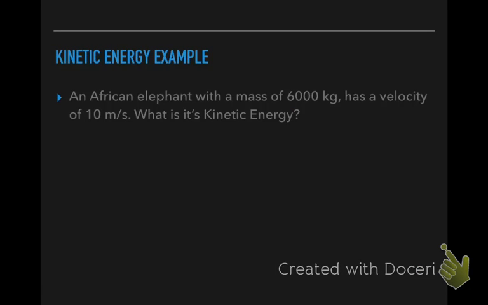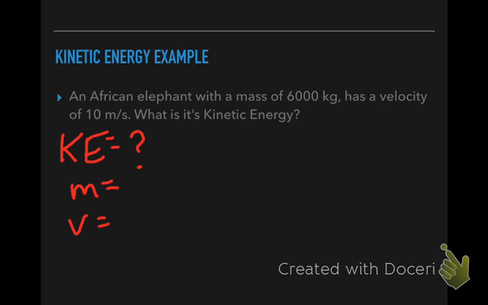So now we're going to look at one example problem. So we have an African elephant with a mass of 6,000 kilograms. If it has a velocity of 10 meters per second, what is the kinetic energy? So to the right, we're going to list our knowns and unknowns. And our big fat question mark is KE because that's what the question's asking. So now we have to look for our units.